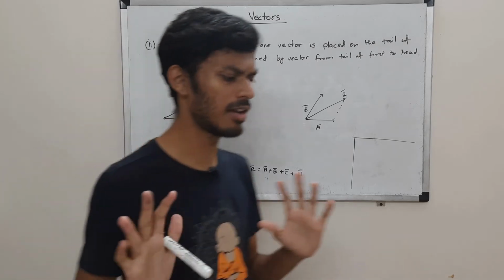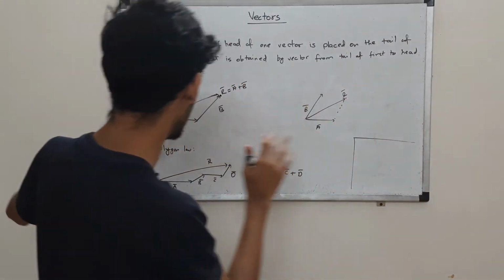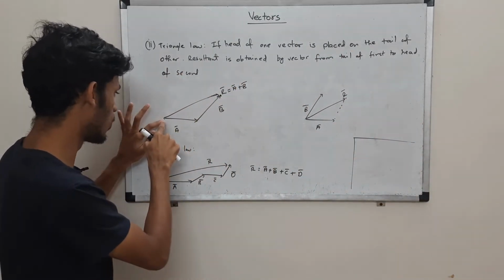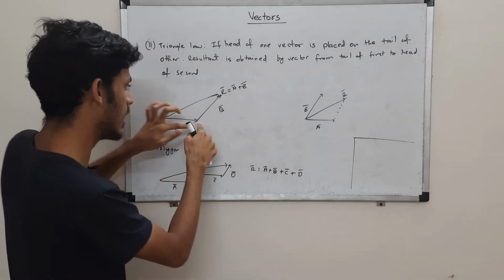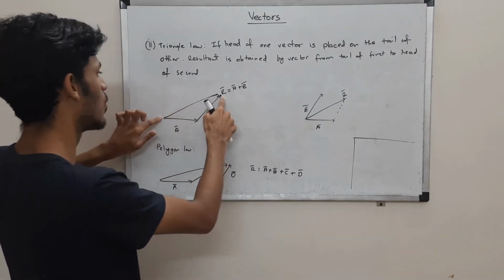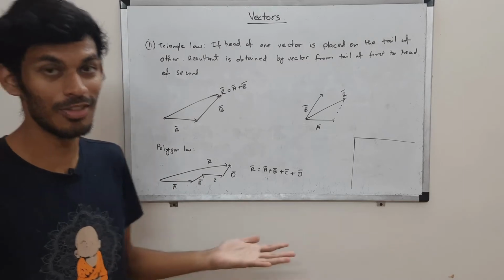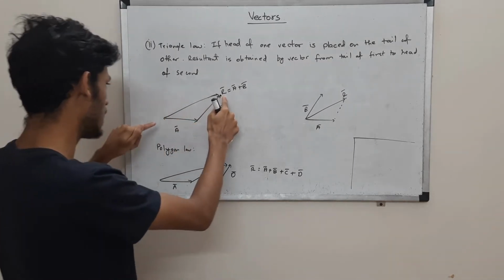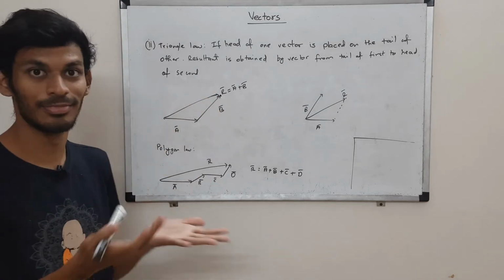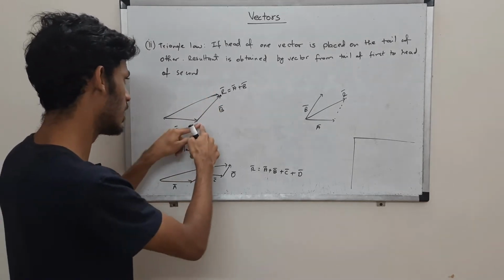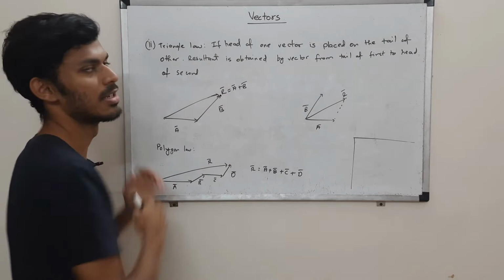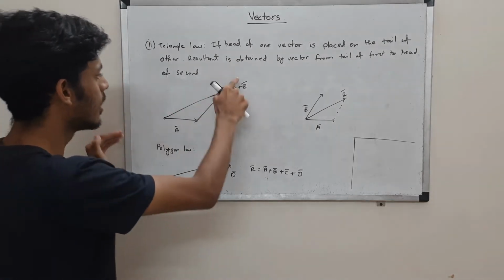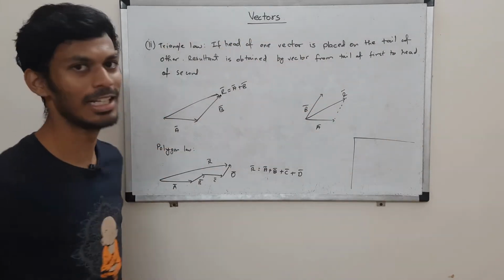Now it's not that hard to remember. You can remember it this way, you can picture it. Going from here to here and then from here to here is the same as going from here to here. Obvious, right? So A plus B is the same as this R. You can directly go from A to that final destination.